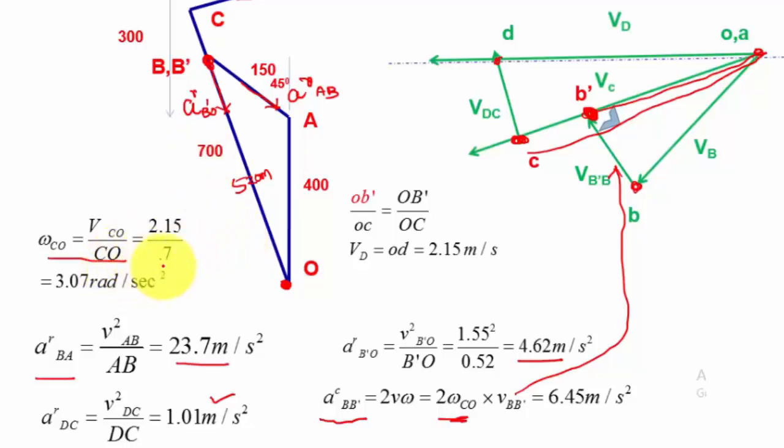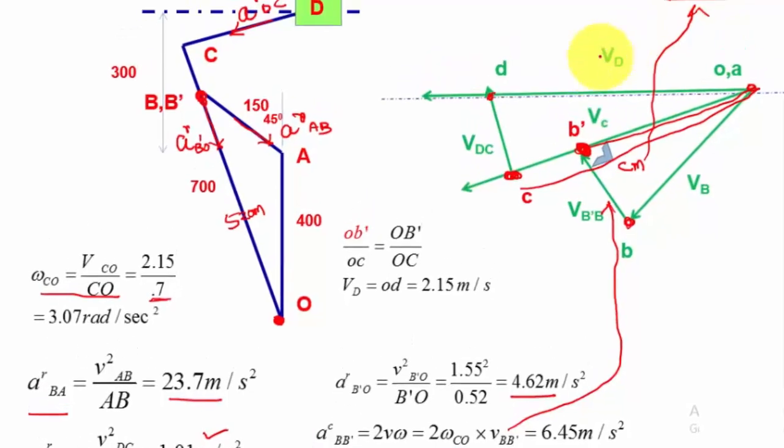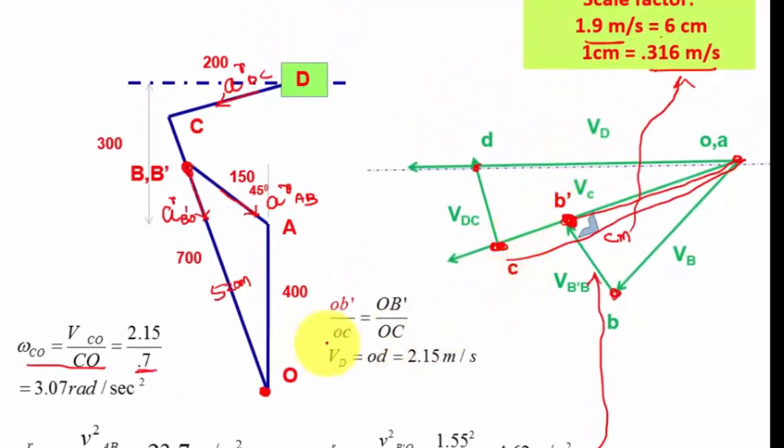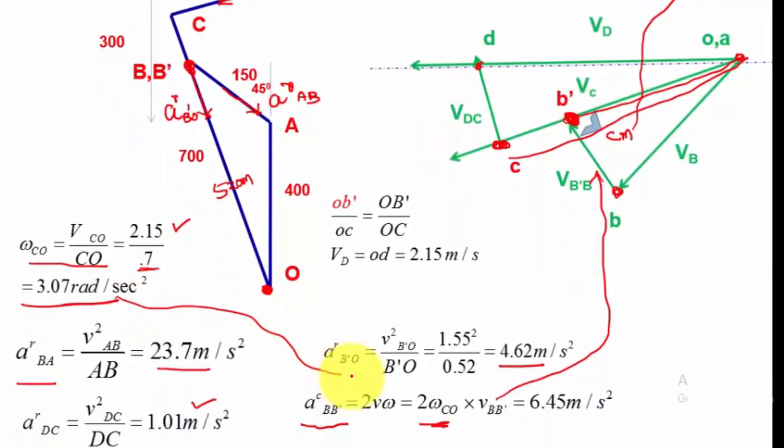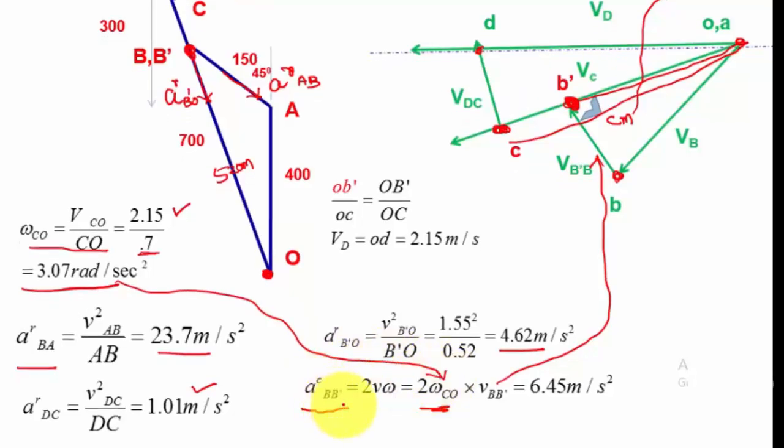So VCO divided by CO. CO value is 0.7, so 2.15 divided by 0.7. This should be in meter per second. Normally you will get some values in centimeter, multiplied by the scale, giving 3.316 meter per second. If you consider this value here, the Coriolis component of BB dash equals 6.45 meter per second square. So this is how you have to calculate all these values.